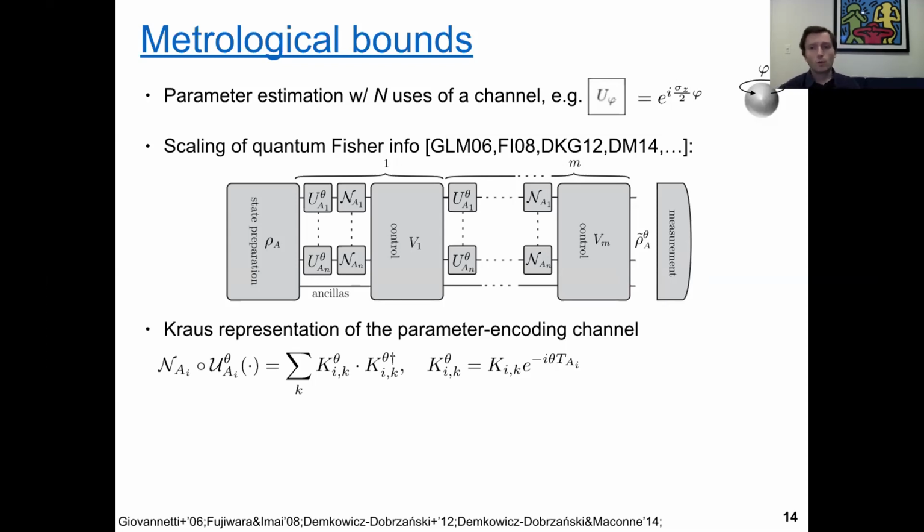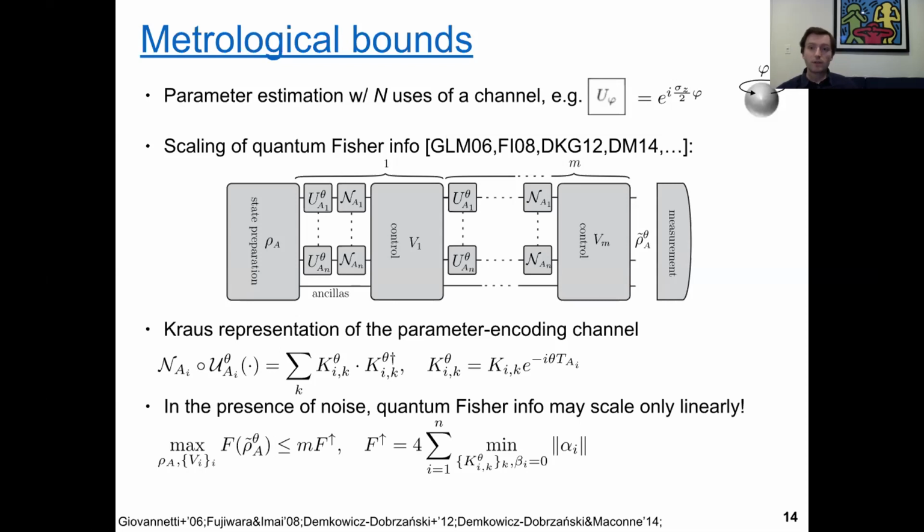So what we need to do now is write down a Kraus representation of the parameter encoding channel, which consists of the unitary that depends on the parameter we want to estimate, theta, followed by noise acting on each of the subsystems. So we write that parameter encoding channel in terms of Kraus operators. There are many ways to write it.